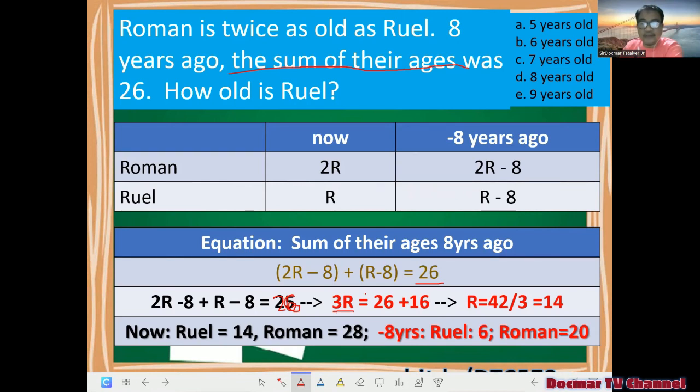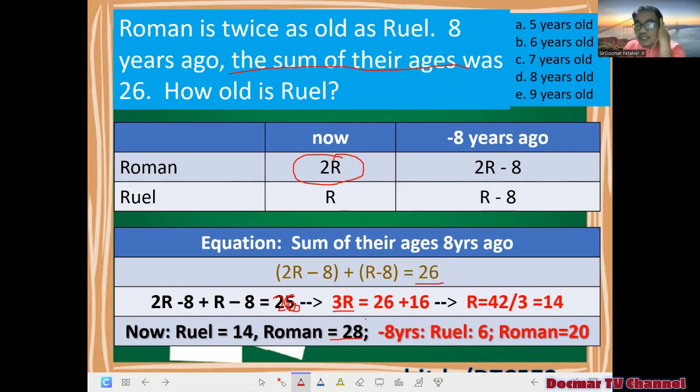Now, of course, 3R equals 42, divided by 3 equals 14. So R equals 42 over 3 equals 14. Now, the age of Ruel is 14. For Roman, it is 2 times R, which is 2 times 14, that is 28.